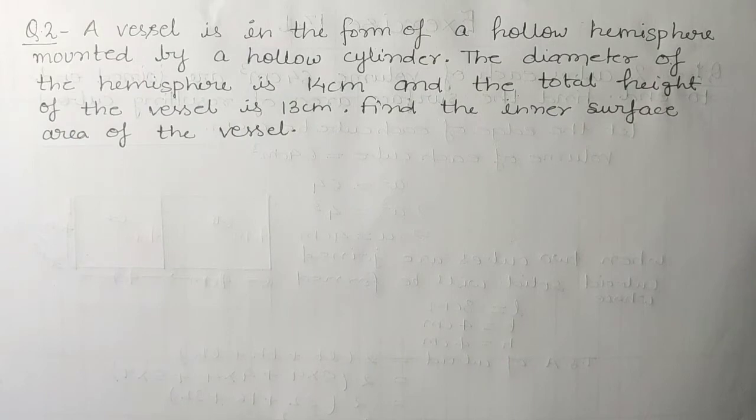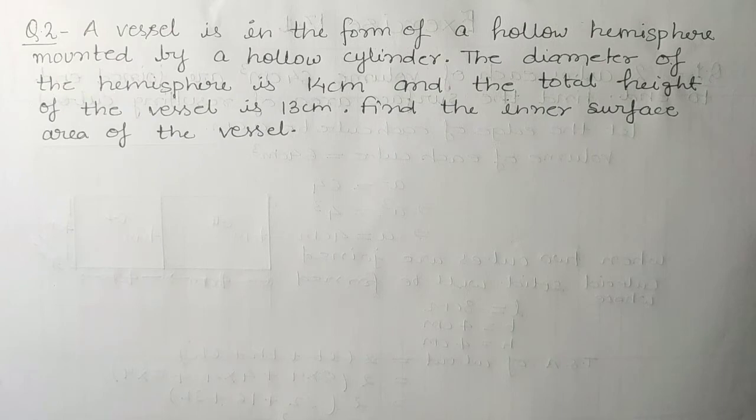Coming to the next question, question number 2: a vessel is in the form of a hollow hemisphere mounted by a hollow cylinder. Mounted by means on the top of the hemisphere there is a cylinder. The diameter of the hemisphere is 14 centimeter and the total height of the vessel is 13 centimeter. Find the inner surface area of the vessel.